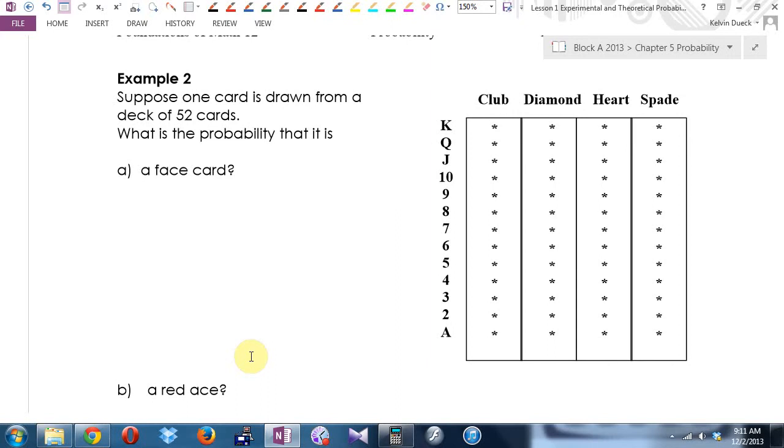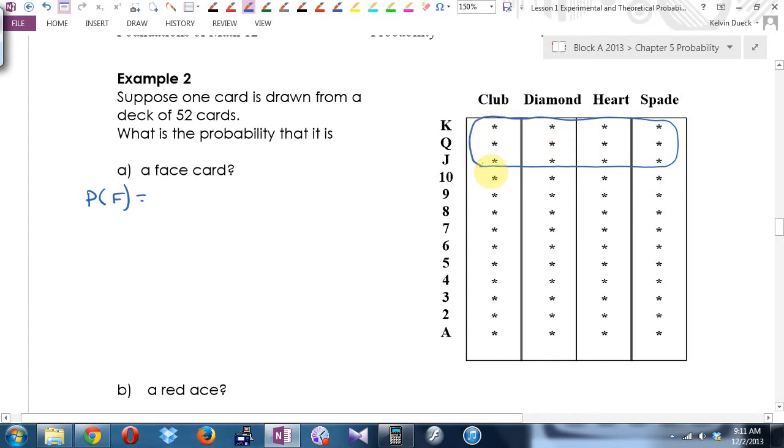Example 2. Suppose one card is drawn from a deck of 52 cards. What's the probability that it's a face card? Let's call that P of F. One way to do this would be to count. I'm going to circle all the face cards. All the face cards are right there. How many face cards are there? Out of? How many cards are there? 52.